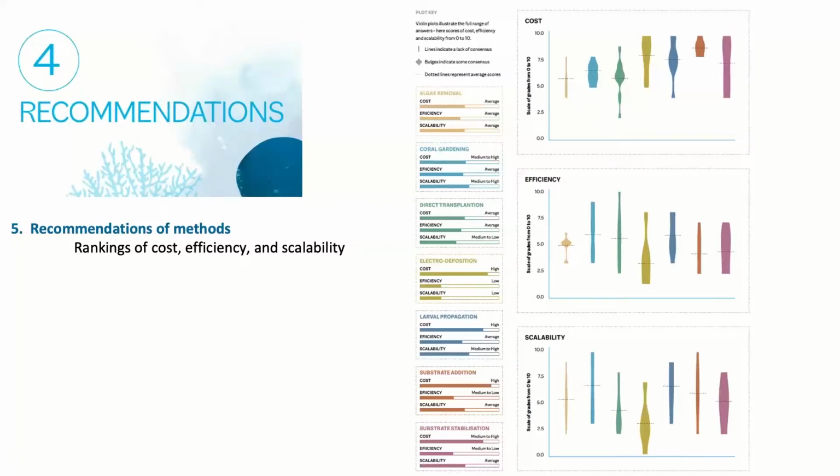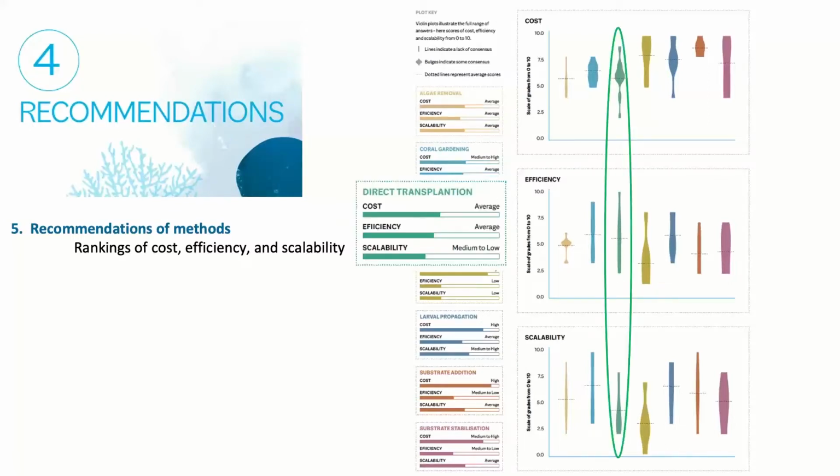So for example, the way to read this plot, I'll give you an example for direct transplantation. On the left-hand side, you have a little summary for cost, efficiency, and scalability of where we stand. And then on the right-hand side, you have the violin plot. So if we look at cost for direct transplantation, you can see that it's rated as average, a little lower than all the other methods if you want to compare. And the fact that there's a bulge around the average means that there was a consensus among experts as to the fact that this would generally be the cost you would expect for that method.